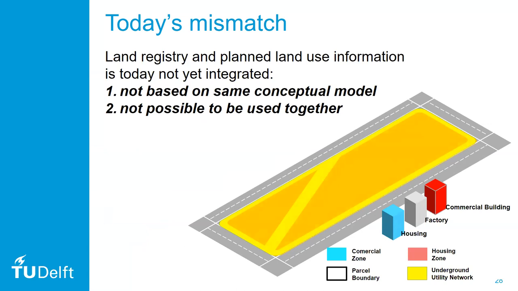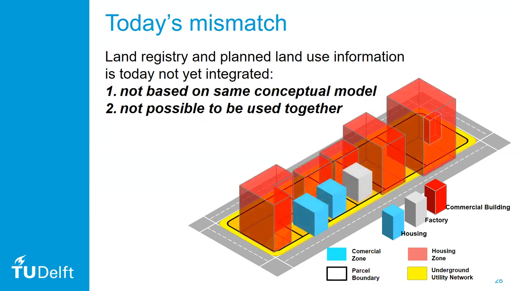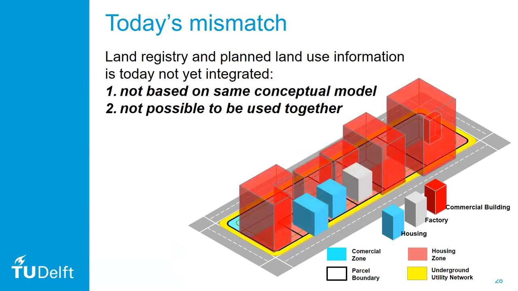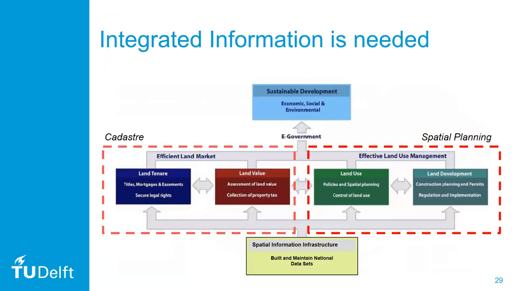And so here we have an example, a block surrounded by roads. There are some ownership parcels. There are buildings of different types with different functions. And the different zones, we have a commercial zone, we have a residential housing zone. And then we have again the buildings, and then we can check, okay, are there violations, buildings too high or of an incorrect type according to the zonation.